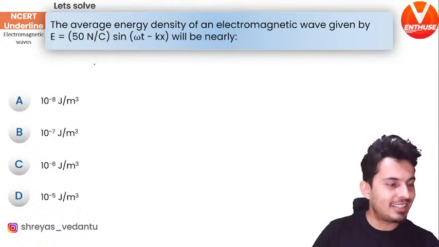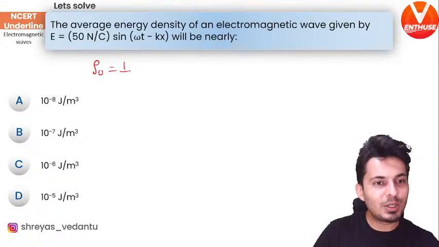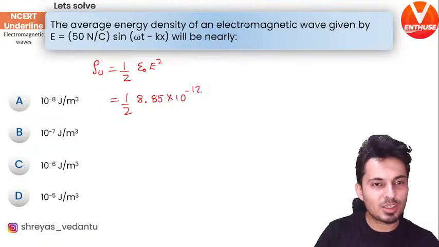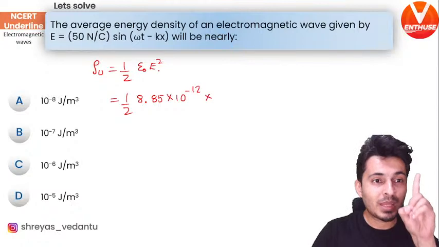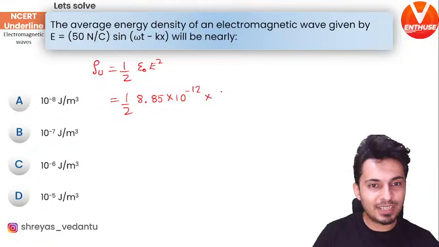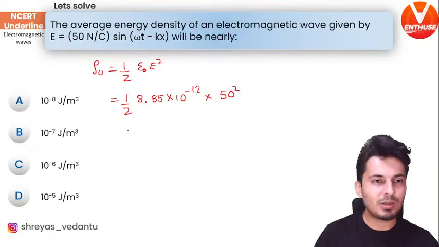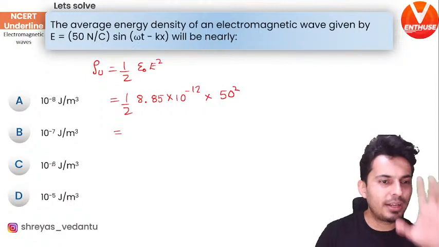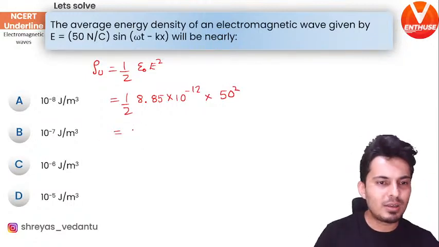Now, average energy density. What is the formula for energy density? I just gave it to you. Half epsilon naught E square. Correct? And what is the value of epsilon naught, the permittivity of free space? It is 8.85 into 10 to the power minus 12, from electrostatics. Electric field is 50, so 50 square. Just do the math approximately. Order is important. We are not interested in the exact values as such.